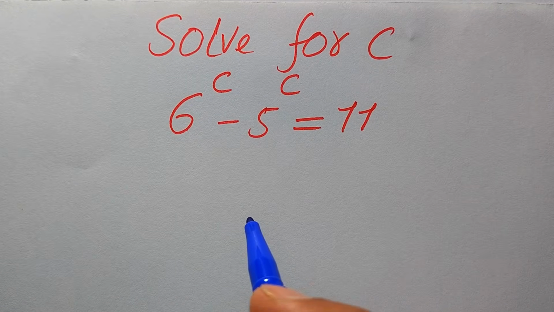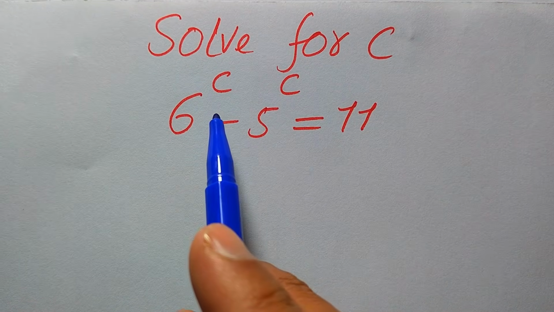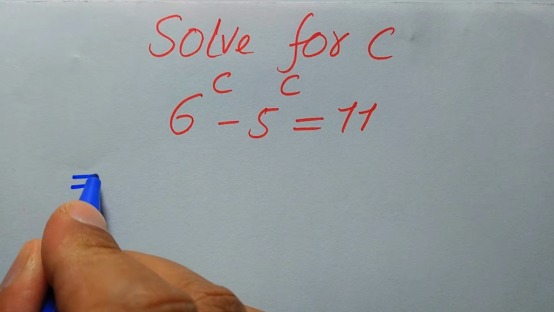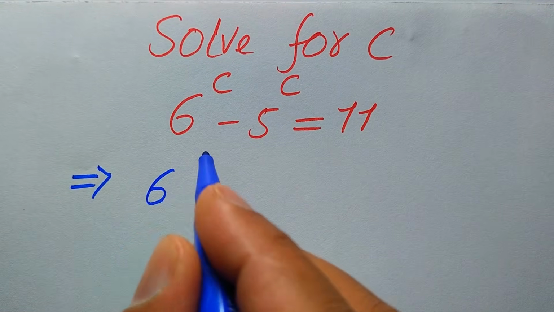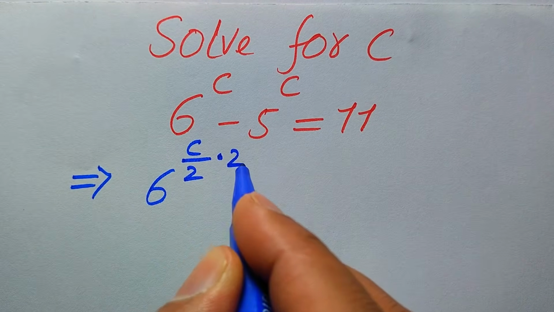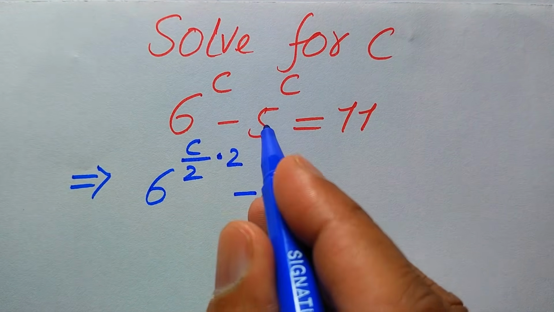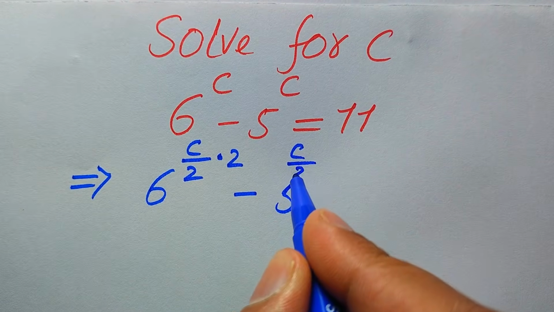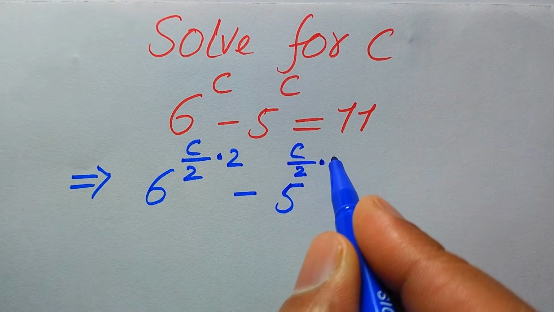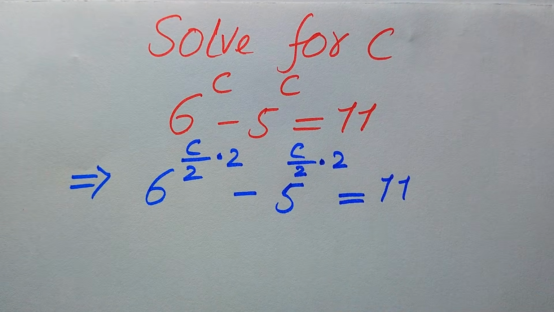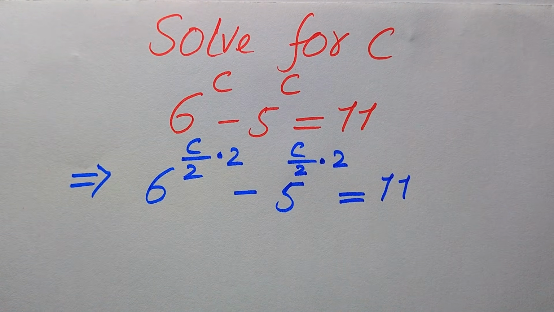So here the very first thing we are going to do is first we need to multiply and divide the exponent of both of these two terms by 2, and when we multiply and divide by 2 it will be written as 6 to the power of c over 2 multiplied by 2 minus, in the same pattern we multiply the exponent of this term also by 2, and it becomes 5 to the power of c over 2 multiplied by 2 is equal to 11. And now further we use the nice exponential law.